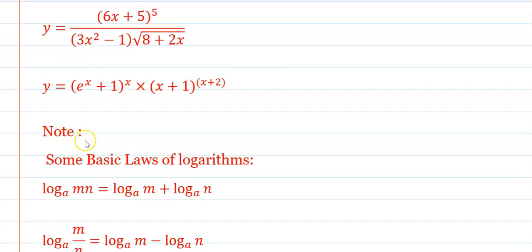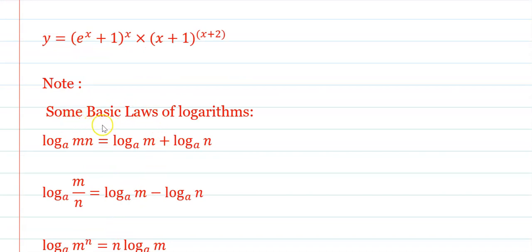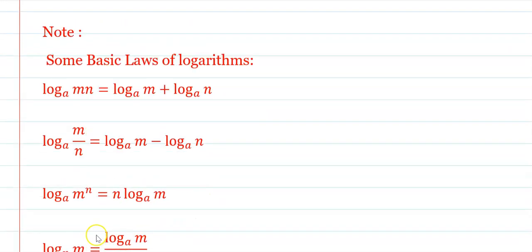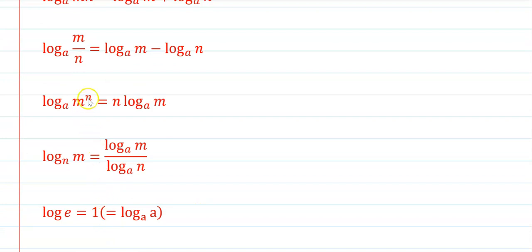Now note some basic laws of logarithms. First, log of m into n to the base a is equal to log of m to the base a plus log of n to the base a. Log of m upon n is equal to log of m to the base a minus log of n to the base a. Log of m raised to n to the base a is equal to n times log of m to the base a.